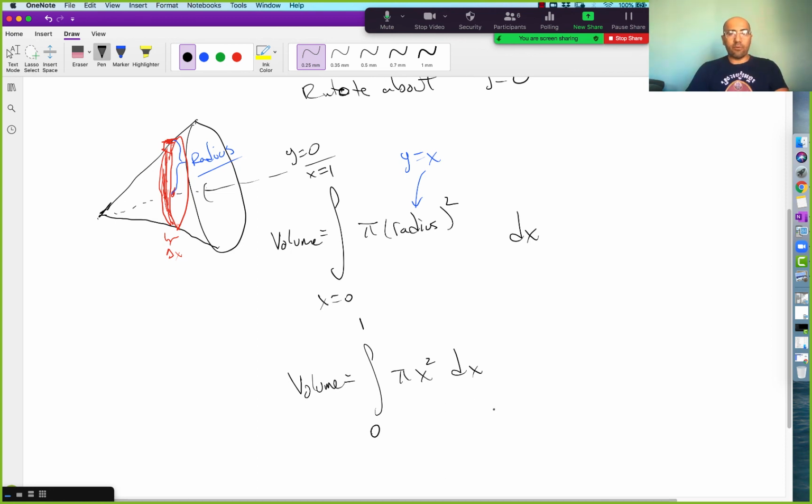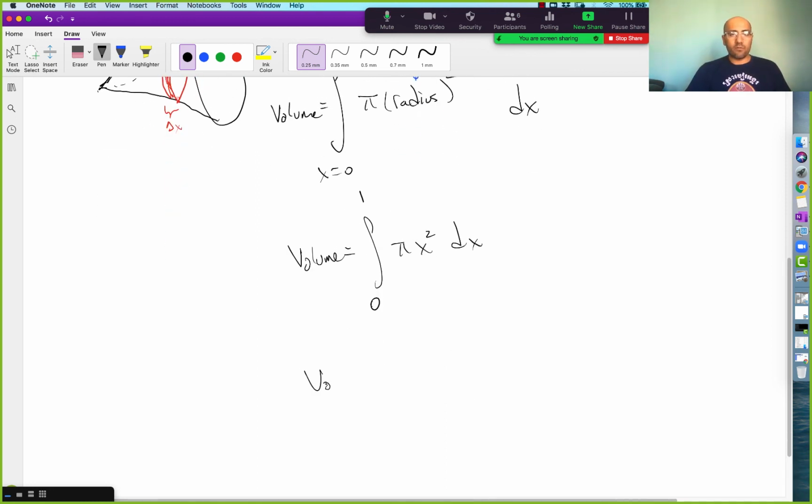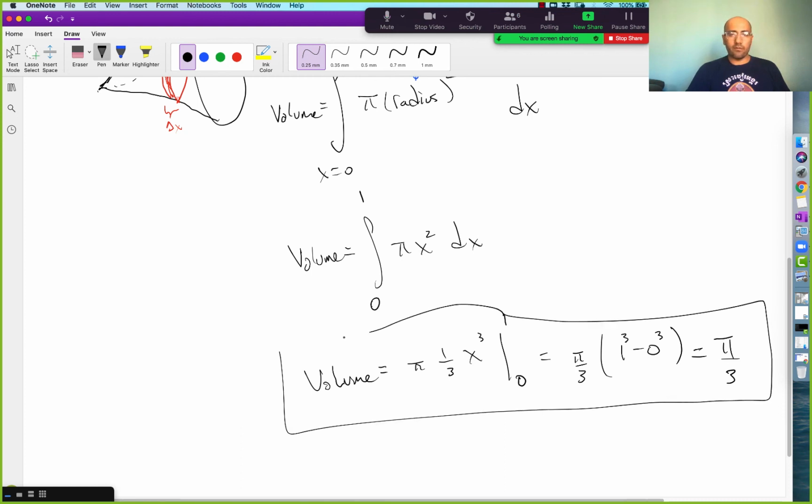Luckily, that's a really simple integral to solve. So my volume is going to be equal to pi times 1/3 x cubed evaluated from 0 to 1, which is going to be pi over 3 times 1 cubed minus 0 cubed, which is just 1, and so this is just going to be pi over 3. So that's our volume, pi over 3.